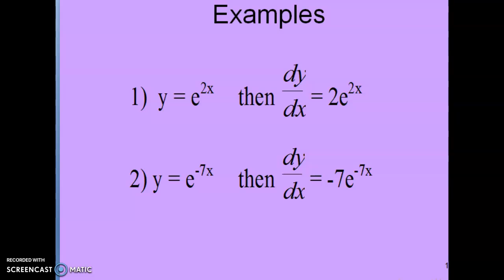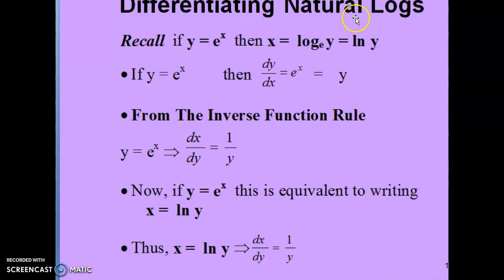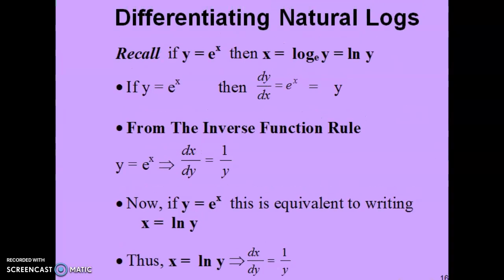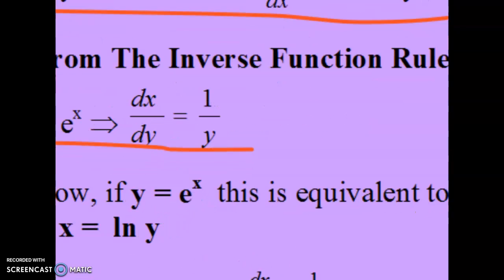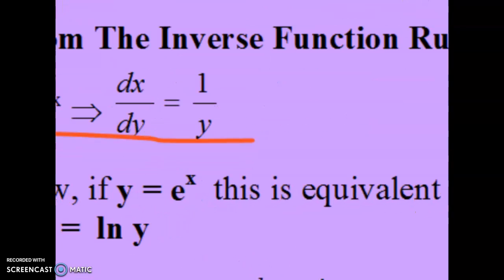All right, let's see if we can have more on this. All right, differentiating natural logs. Here we're talking about ln. How do you differentiate ln? This one we've already seen. This one also we've seen before, just that it was not about ln, but we've already seen it before. Sorry about that.